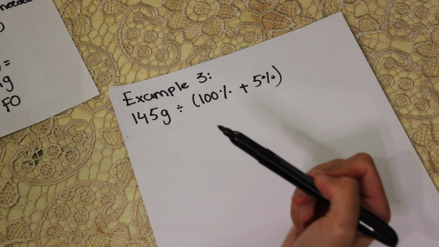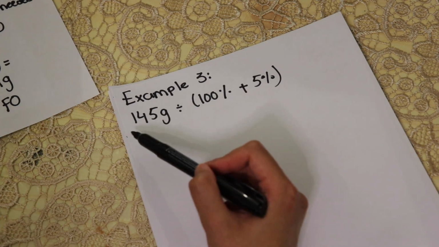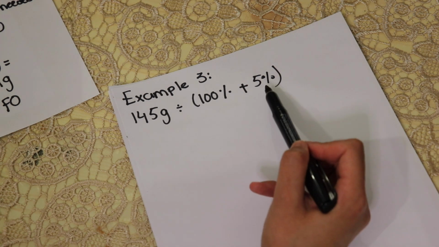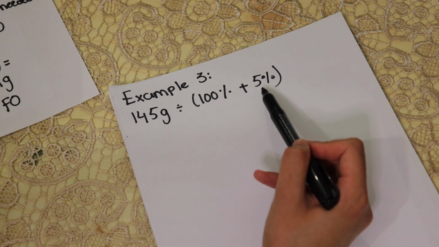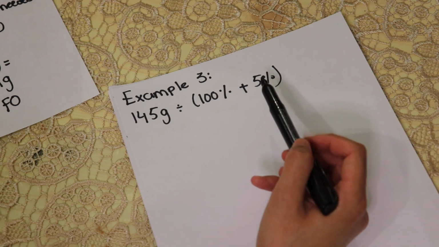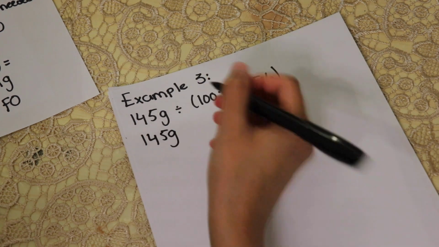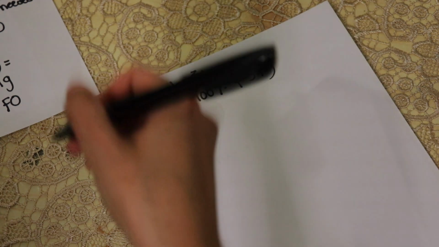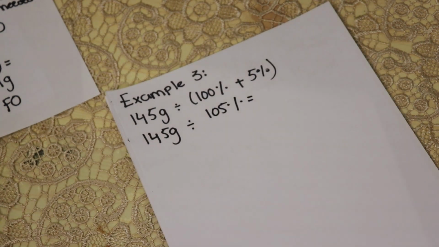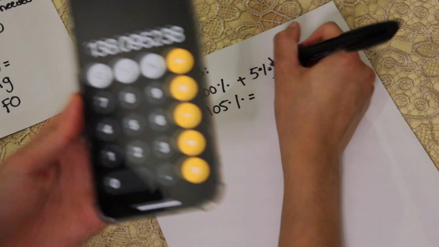So moving on to example number 3, I'm gonna take my amber glass as an example. So it's 145 grams divided by 100% plus 5%. And the reason why I use 5% is because for this formula, I'm going to be using essential oils. So I'm gonna go ahead and work my way down like the usual. 145 grams divided by 105%, and I'm gonna work that out on my calculator. So that gives me 138 grams.